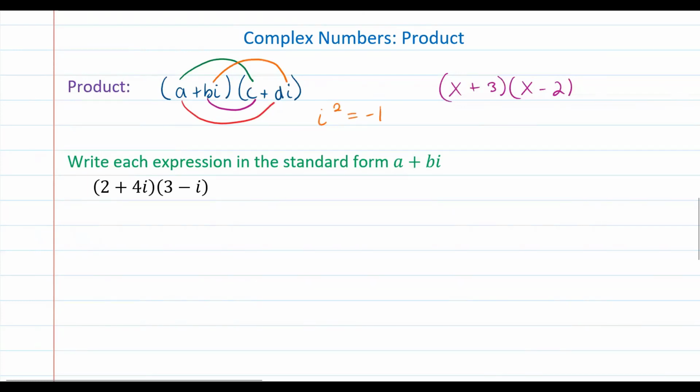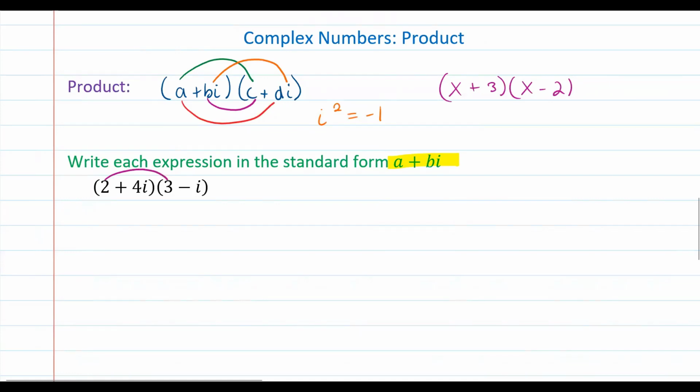All right, let's go to our problem here. We have 2 plus 4i, and we're multiplying that by 3 minus i. Keep in mind that we would like our solution to be in the form a plus bi, which is the standard form of complex numbers. Let's go ahead and distribute these two numbers.